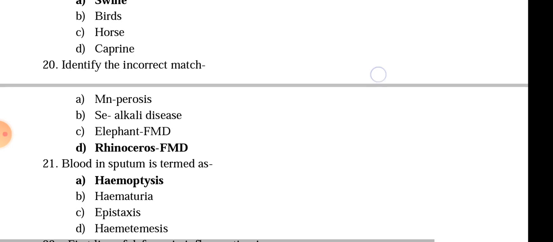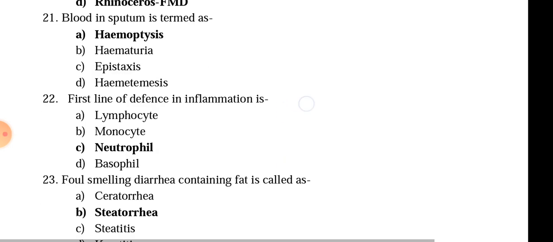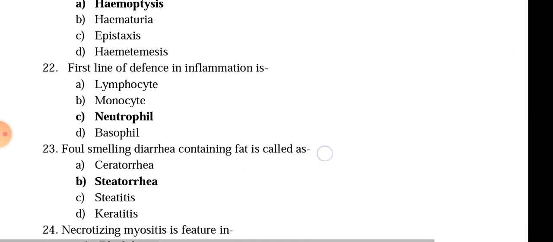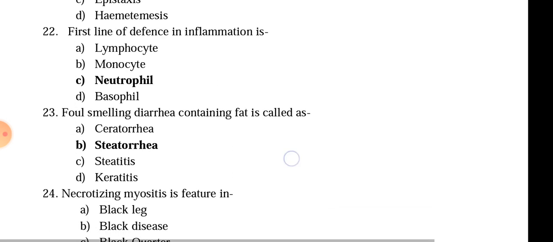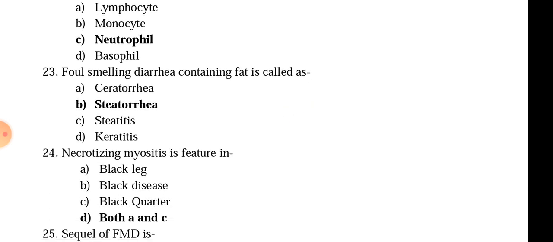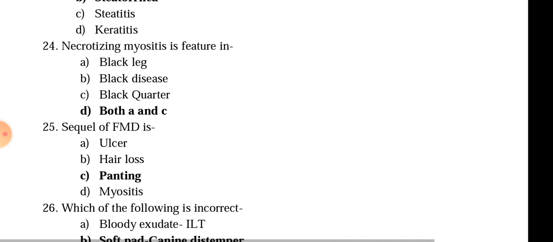Blood in sputum is termed hemoptysis. The first line of defense in inflammation is the neutrophil. Foul-smelling diarrhea containing fat is called steatorrhea. Necrotizing myositis is a feature of blackleg and black quarter; they are different names of the same disease. The sequel of FMD is panting, which means intolerance to heat.